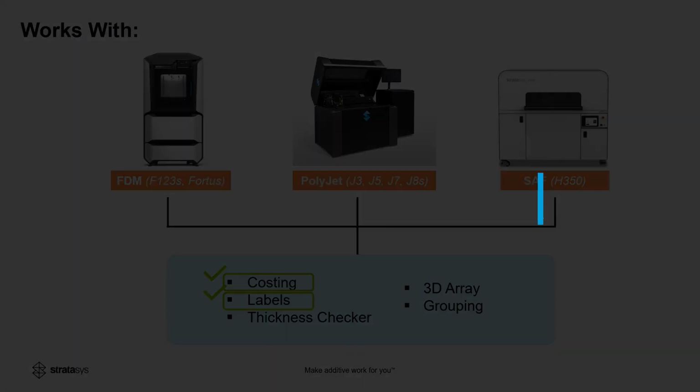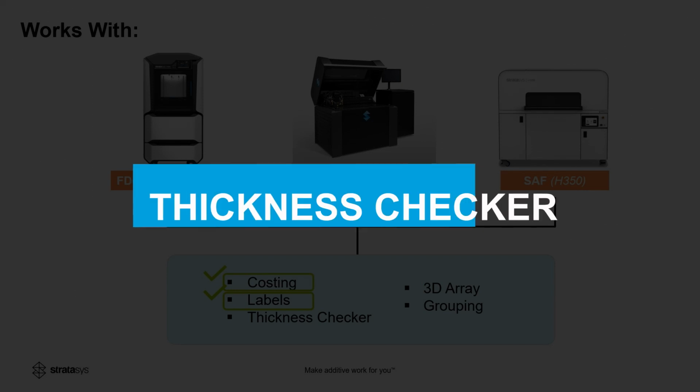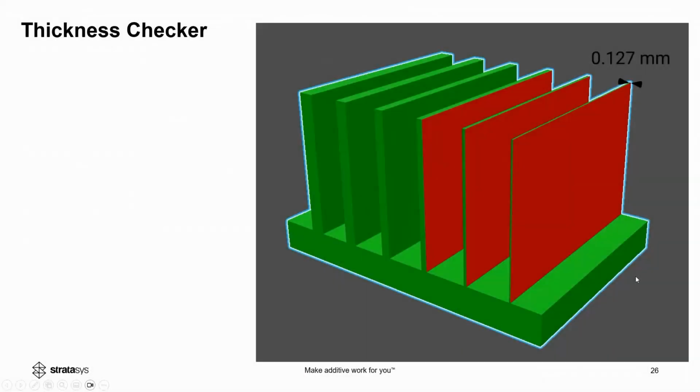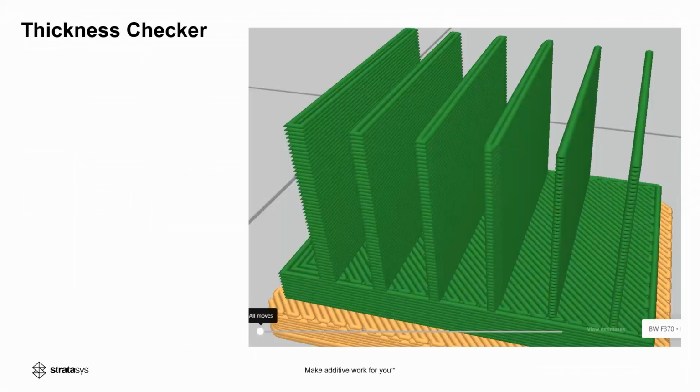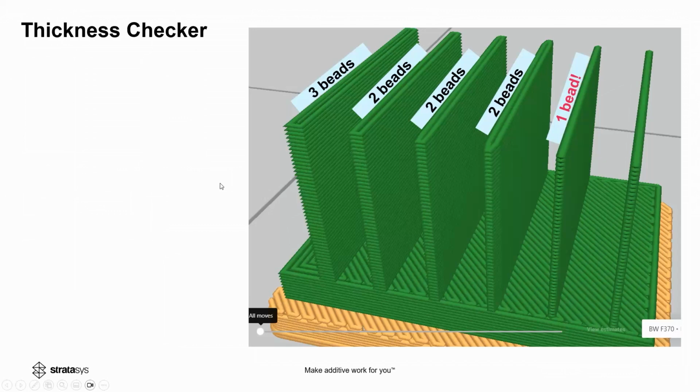Now let's look at the next most used feature, thickness checker. What we're doing is analyzing a part, and GrabCAD Print will tell you if it's safe or if it's too thin to print. You can see a little of this in FDM if you look at the slice view. You can see that this wall has 3 beads across it, which is probably enough. Then you get into 2 beads, which is kind of our minimum recommended. And then you get into 1 bead. And the 1 bead walls will tend to fall over because there's not a second supporting bead.